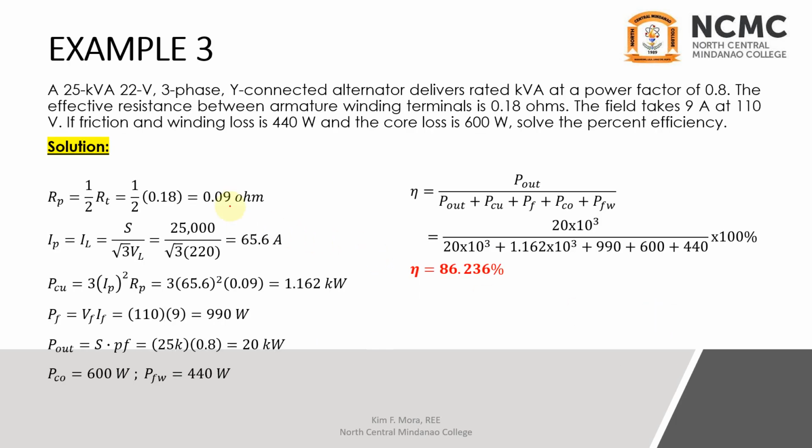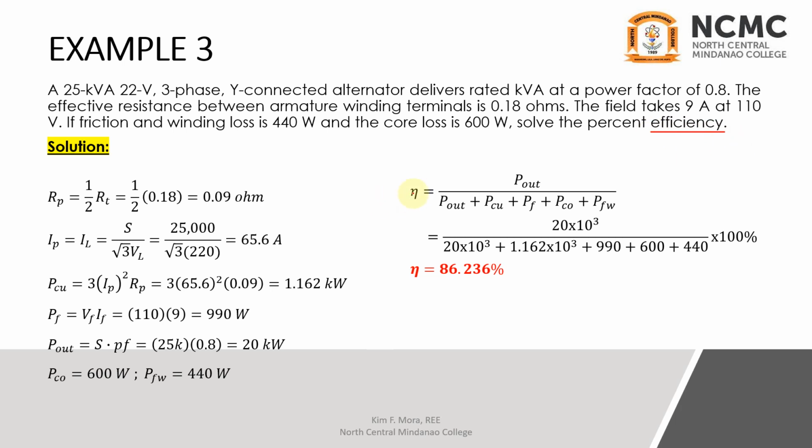Okay, example. A 25 kVA 220 volts 3-phase Y-connected alternator delivers rated kVA at a power factor of 0.8. The effective resistance between the armature winding terminal is 0.18 ohms. The field takes 9 amperes at 110 volts. If the friction and winding loss is 440 watts and the core loss is 600 watts, so for the percent efficiency, no, efficiency ang atohang isolve.